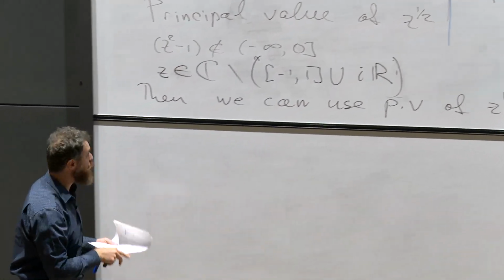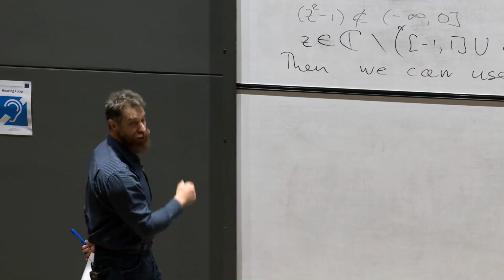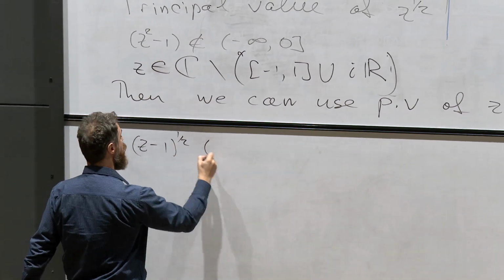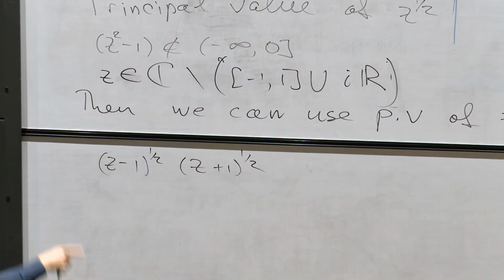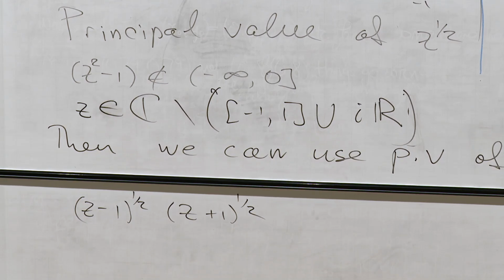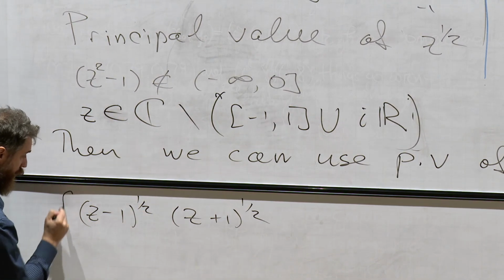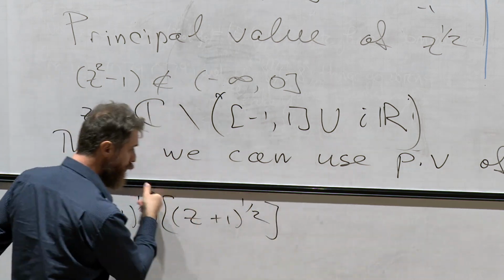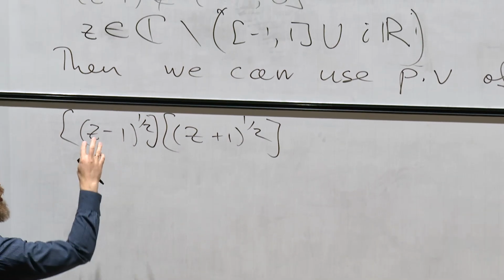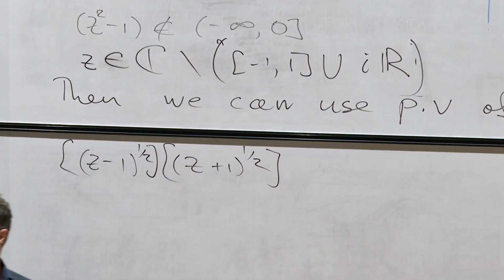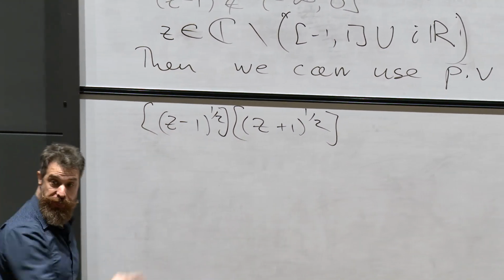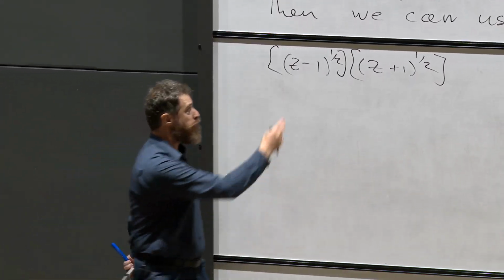And there is another possibility. Let's rewrite this expression as z minus 1 to the 1/2 and z plus 1 to the 1/2. Remember that this is true, so we can write the multifunction like this. Now, if we can define a single-valued branch of this and a single-valued branch of this, we multiply, then we get a branch of our original function. And now we can use principal values for both of these.